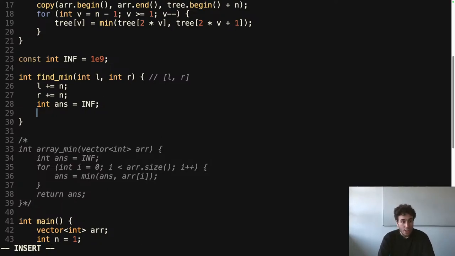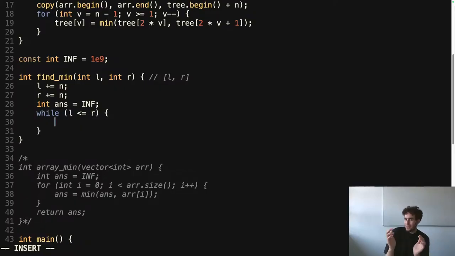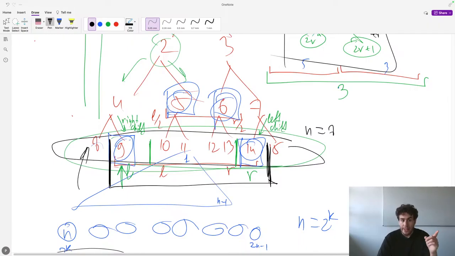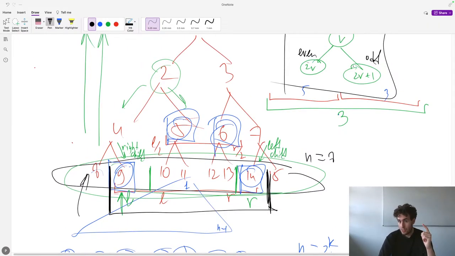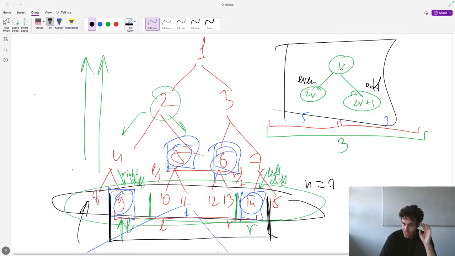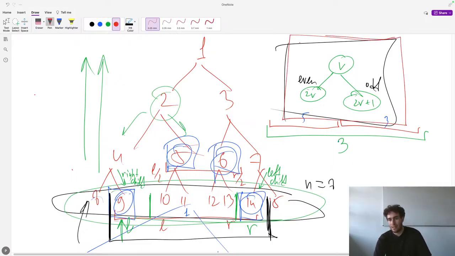And then we need to go up the tree. How long do we go up the tree? Well, while our segment actually exists. So while the left bound of our segment is to the left of the right bound of our segment, right? And what do we do? If the leftmost bound is a right child, so if it's odd, right? This picture, you should cement this picture into your brain. This is the most important picture in segment trees, right? You have vertex v and its children 2v and 2v plus 1.